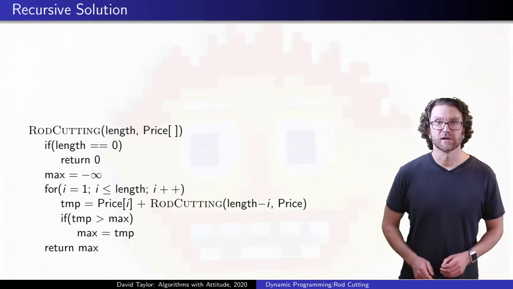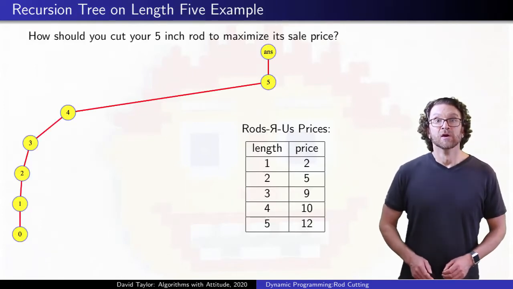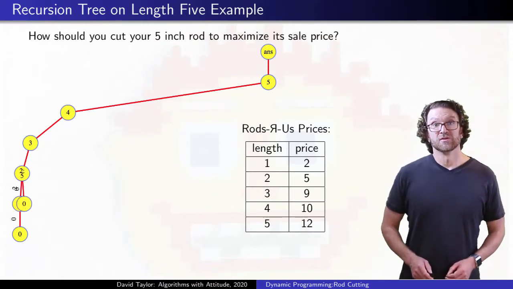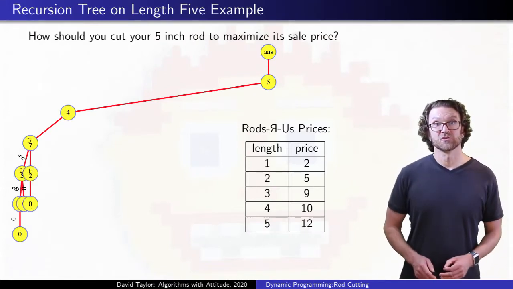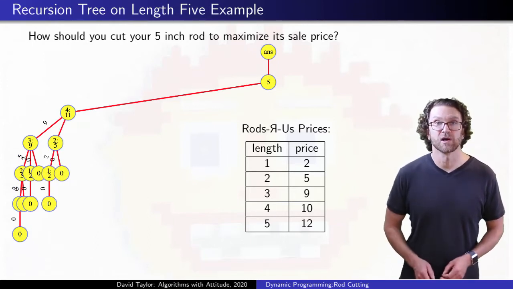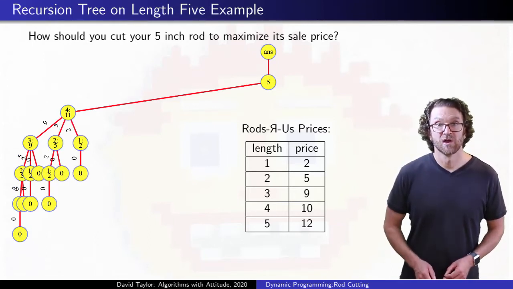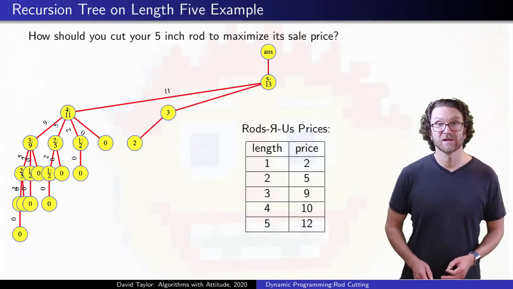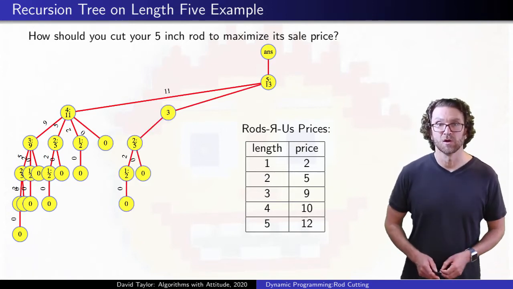Let's see what that looks like if we run it on a small sample problem of length 5. Each node tells you the length of the rod, and it stores the best answer it's seen from all of the possibilities it's tried so far. When it finishes, I put the final value on the edge leading from that recursive call.